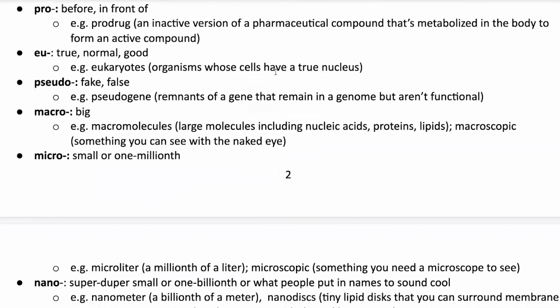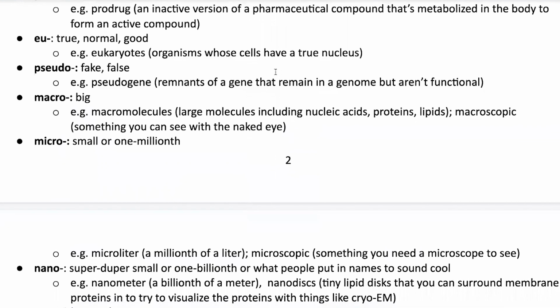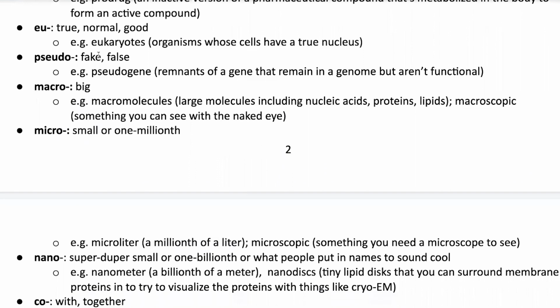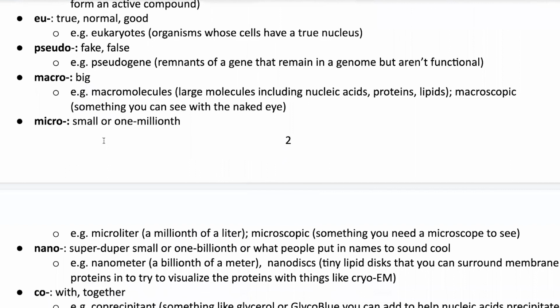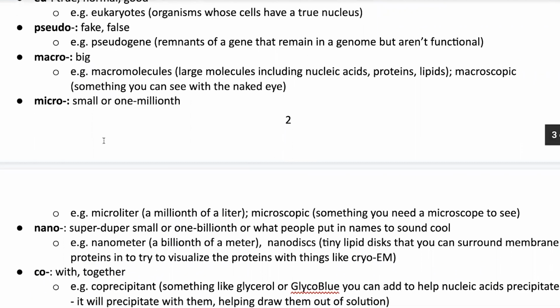Speaking of real, U means true, normal, good. Eukaryotes, those are organisms whose cells have a true nucleus. So karyo is referring to nucleus, and then you have a true nucleus, so you have a U. This is as opposed to pseudo, which is fake or false. So you might see the term pseudogene. These are basically remnants of a gene that remain in the genome, but they aren't functional anymore.